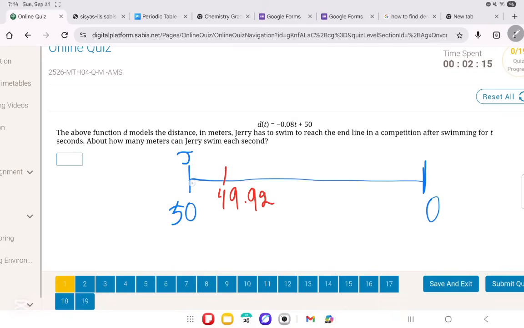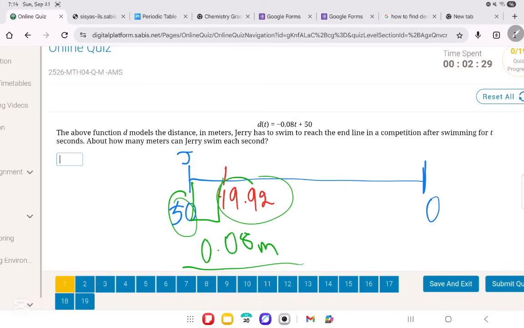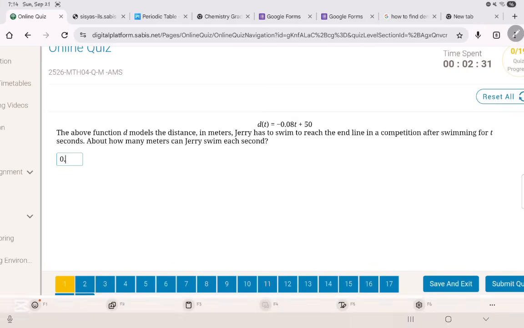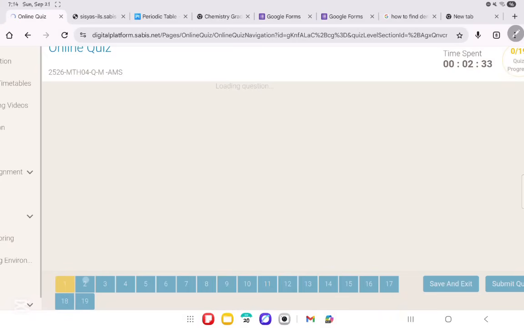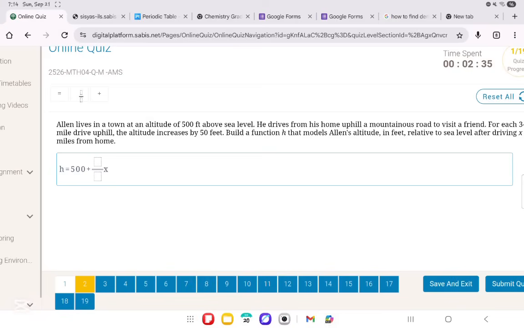But in reality, the distance he actually swam was from 50 meters all the way to 49.92, which is actually 0.08 meters. So in 1 second, Jerry can swim around 0.08 meters. We'll move on to question number 2. What does it say?